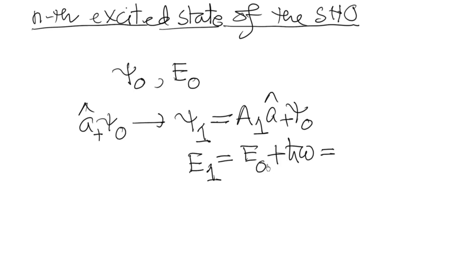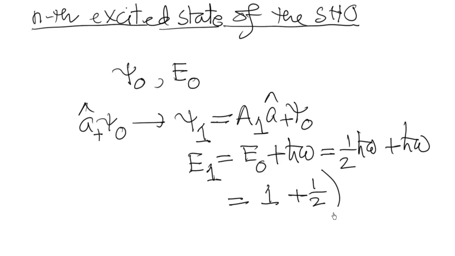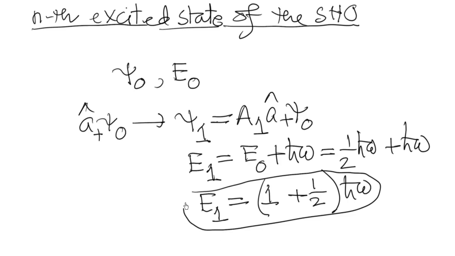But we know E naught is half h cut omega, which can be written as 1 plus half, h cut omega. So this is the energy of the first excited state, and this is the wave function of the first excited state.